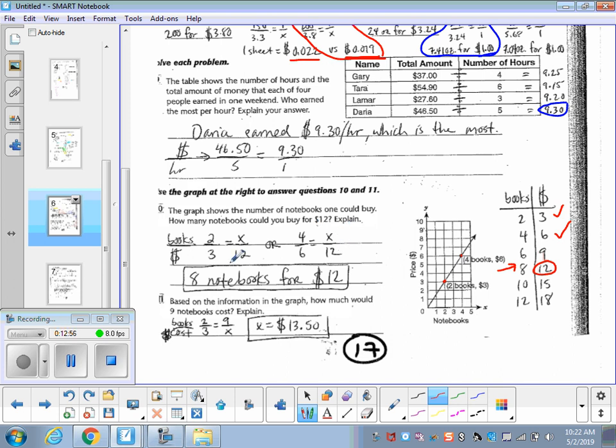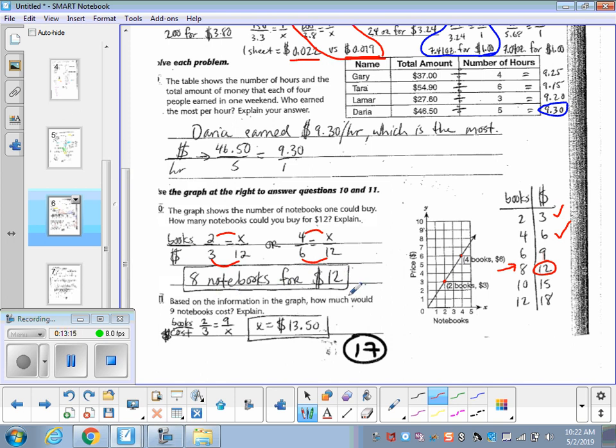I see a scale factor right here. 3 times 4 is 12, so 2 times 4 is 8. Over here, your scale factor is 2, and 4 times 2 is also 8. So using our proportion, we can get that 8 notebooks cost $12.